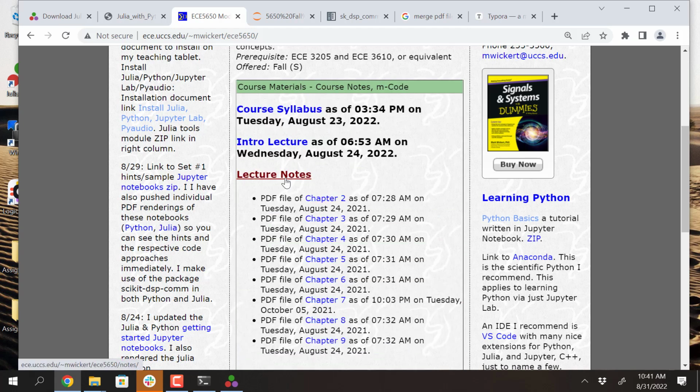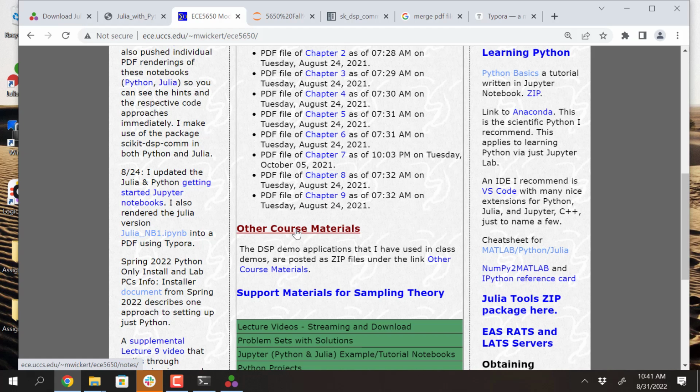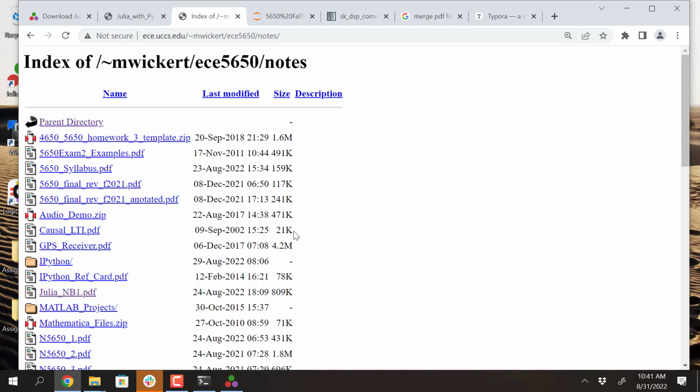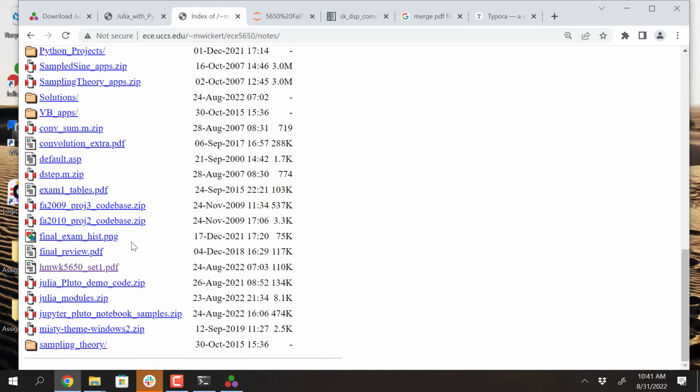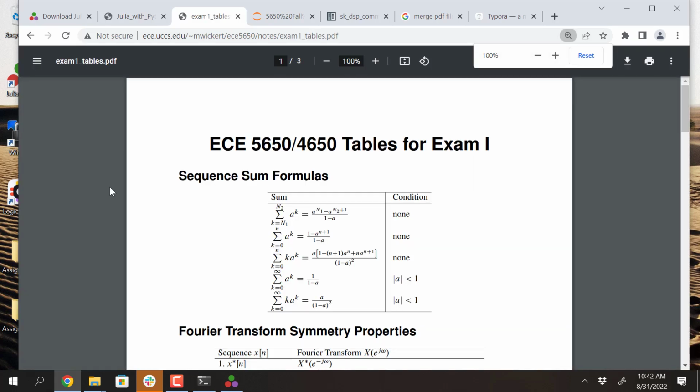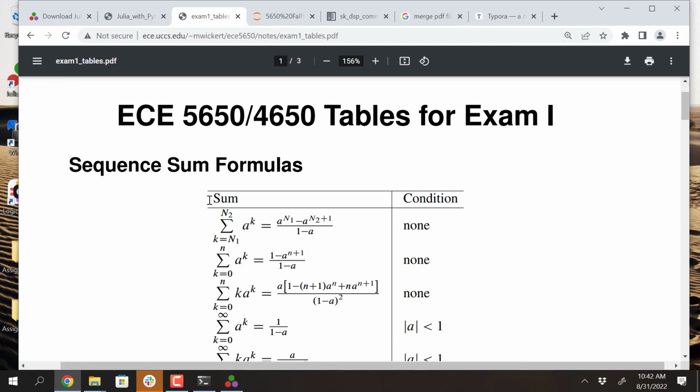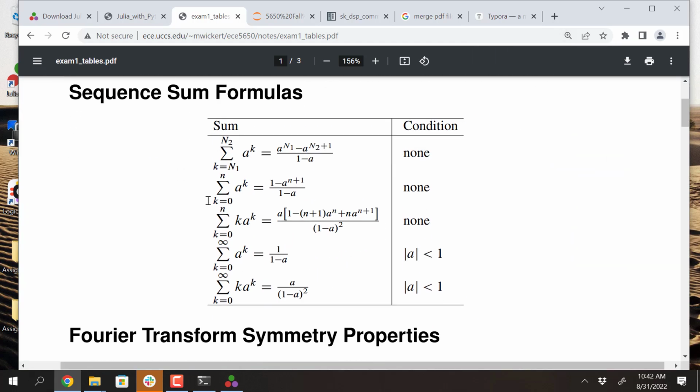If you feel so inclined, click this link. This takes you into the back side of my website, and you can see a lot of different things you're going to be grabbing onto eventually, but one of them is the Exam 1 Tables PDF. So you'll have this by your side when you take your first exam. Notice there's a bunch of sum formulas right in here. So I do care about this stuff, and you'll be learning how to use these formulas.